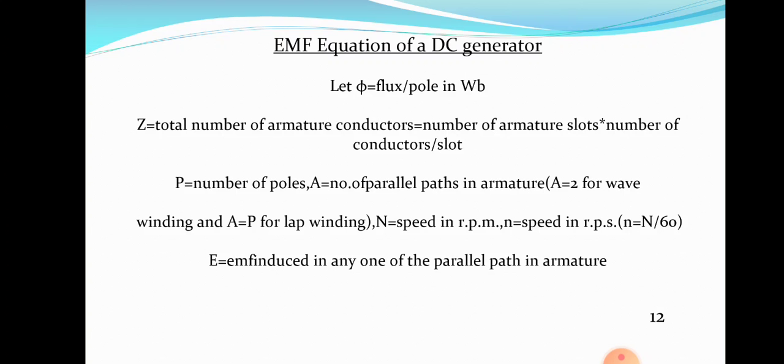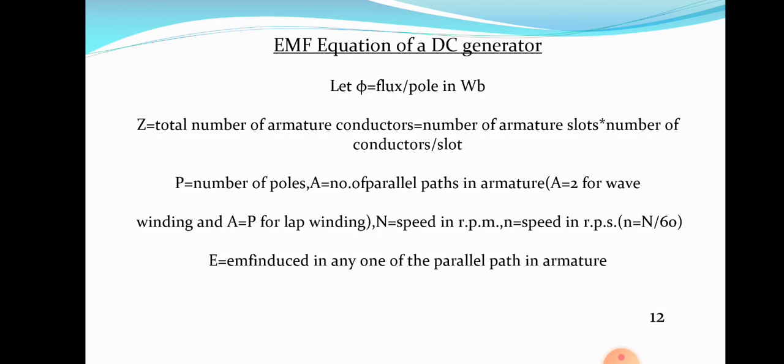A is equal to number of parallel paths in armature. Capital letter A is equal to number of parallel paths in armature. Armature winding is provided in the slots of the armature core. There are 2 types of armature winding, I am introducing you: lap winding and wave winding. For more current, we have to use lap winding. For more voltage, we have to use wave winding. So lap winding and wave winding are entirely different. It's a separate topic.